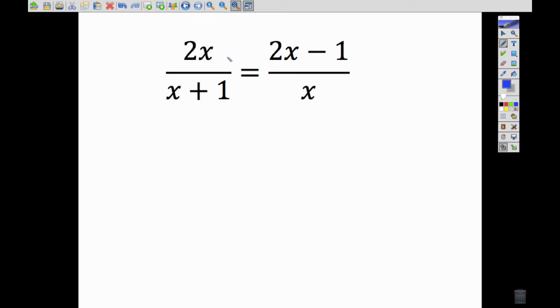So we're going to take the numerator and the denominator that are diagonally across from each other and multiply those. So we're going to take 2x times x, and then we're going to take x plus 1 times 2x minus 1 and set those equal to each other. So I have 2x times x equals (x plus 1) times (2x minus 1).